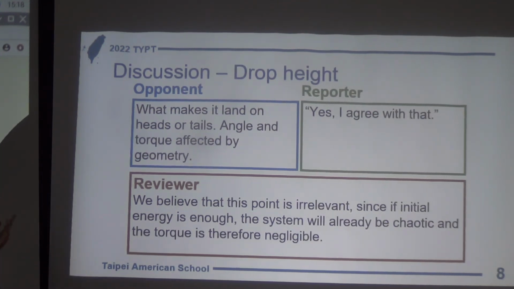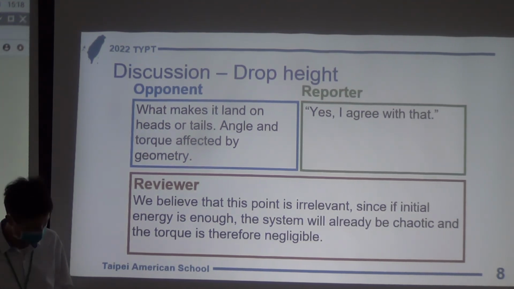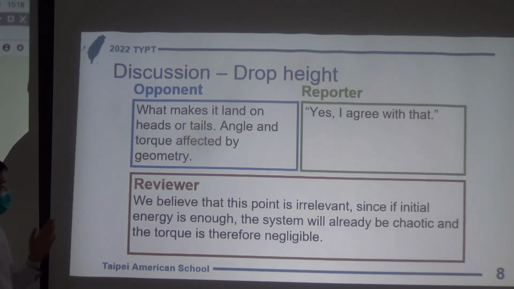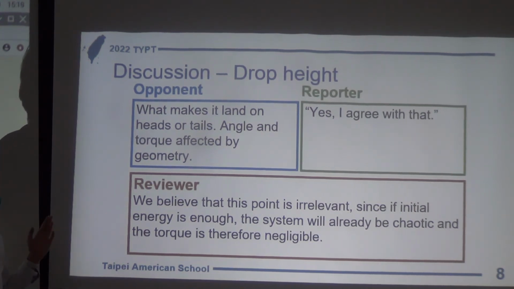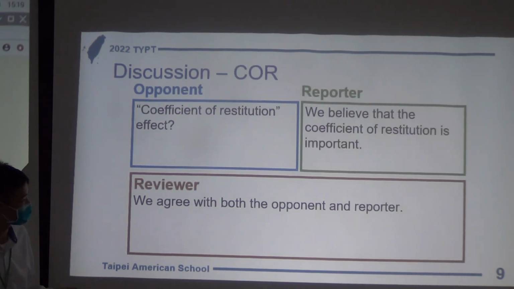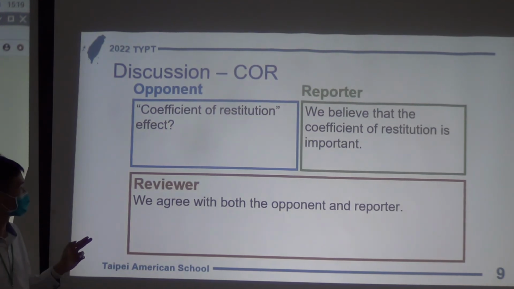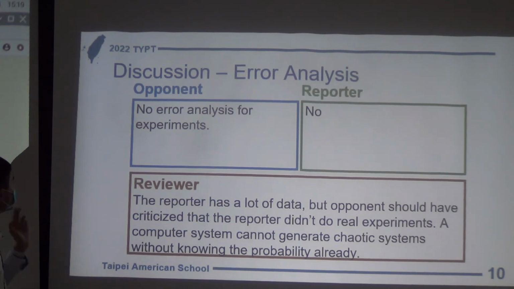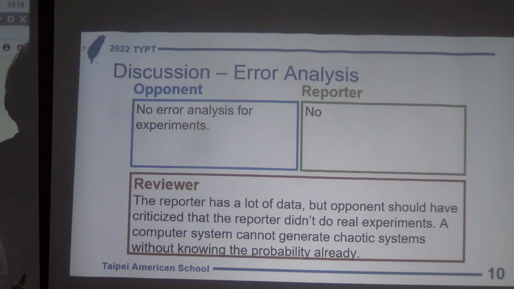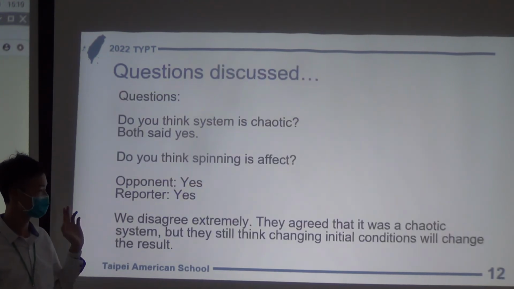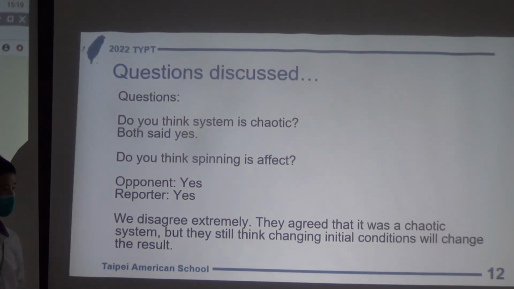Okay. For the fourth discussion topic, the drop height: what makes it land on the head or tail? Angle and torque affected by geometry. The reporter said that I agree with that. We believe that this point is irrelevant, since if the initial energy is enough, the system will already be chaotic and the torque is therefore negligible. For the coefficient of restitution, the reporter said that they believe it is important and we agree with both. The opponent also found that there was no error analysis for the experiments and the reporter also agreed that there was no error analysis. We believe that because there was a lot of data, error analysis was not necessary.